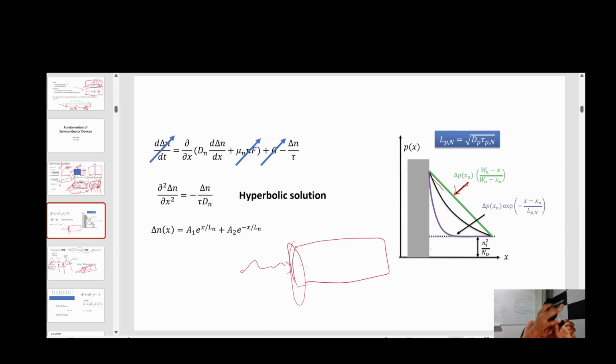Because at that time delta n, this excess carrier concentration, will be constant. Generation will be equal to the recombination during that time, because of the shining of the light. So the steady state comes.